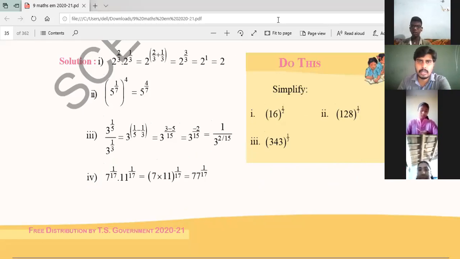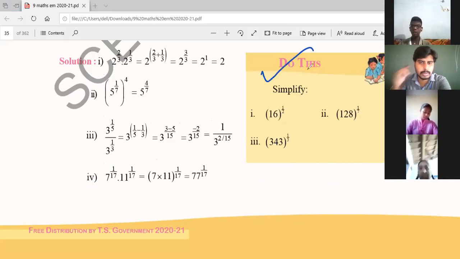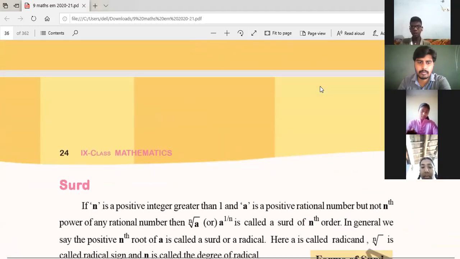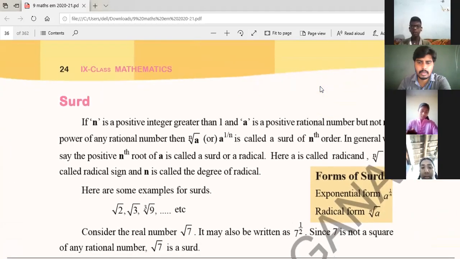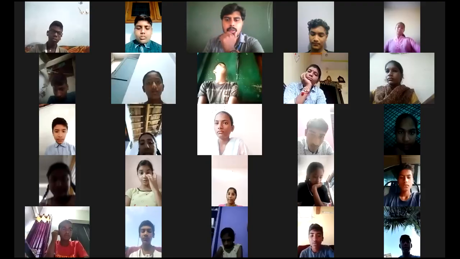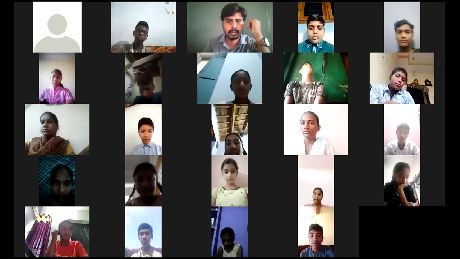Okay, and on the basis of that, complete the do this, Nana. Just prime factorize 16, 128 and 343, and you will get clarification if you solve them. Any doubts, Nana, up to there? Any doubts? Siddharth? Yeah.